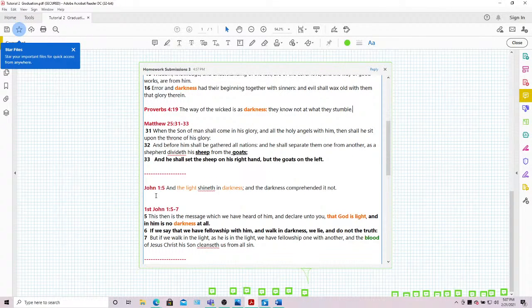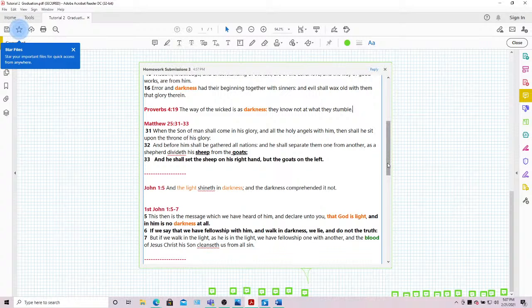So you got John chapter 1, verse 5. And the light shineth in darkness. So you go in a dark room and you have it dark in there first and you flip that light switch, light is going to outshine that darkness every single time. And the darkness comprehended it not. So wherever that light is, it's going to outshine the darkness. So there's a separation there.